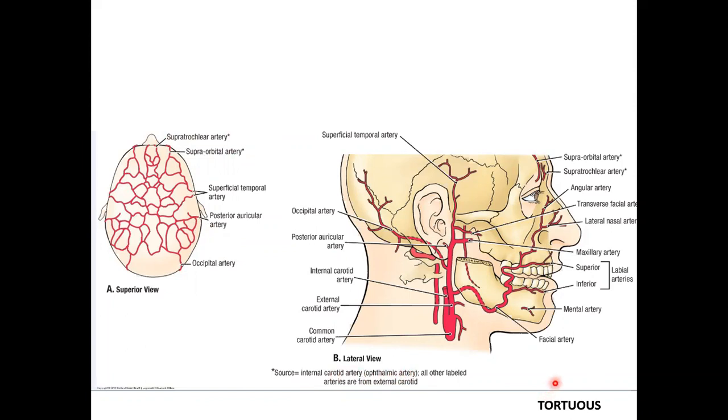Other thing I want to point out in this slide, she puts tortuous here because she's describing your facial artery. So when they say tortuous, they mean like twisted. So you can see how facial artery is coming off of your external carotid artery and it looks twisted and has this like windy path across your face. Well, that's what she means by tortuous.